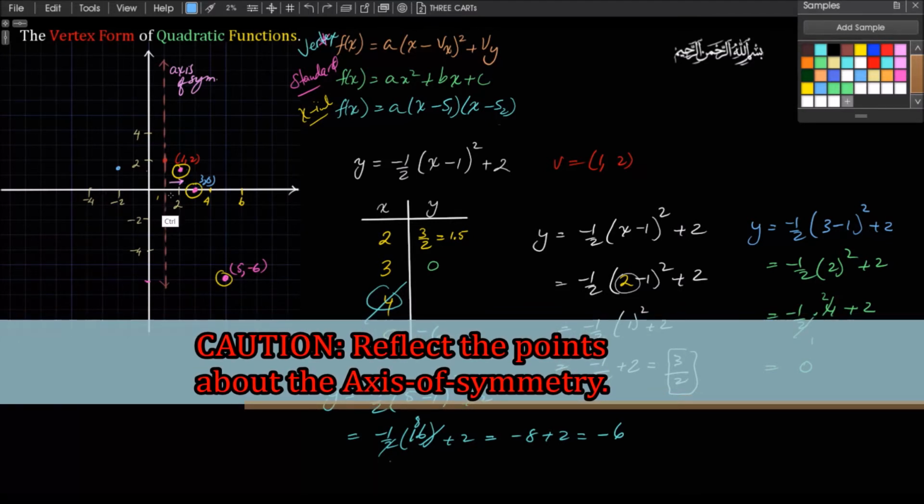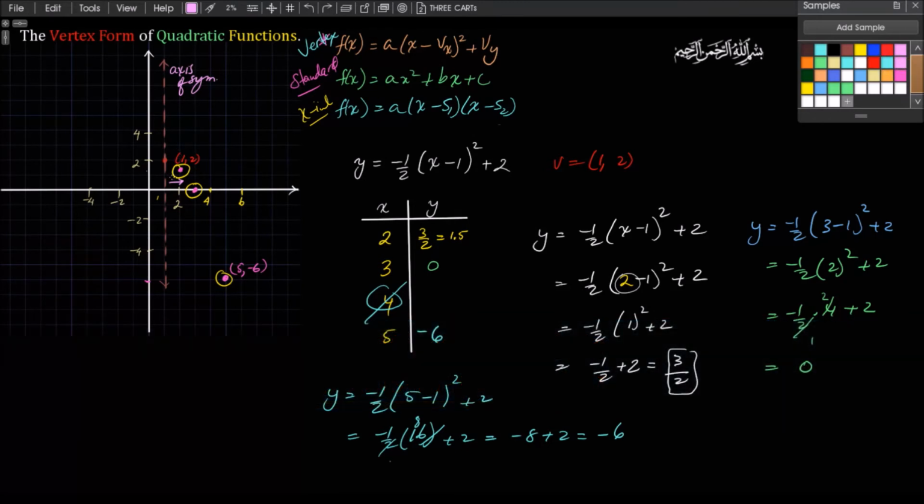Okay, so let's do it carefully. So the thing to do is to count the boxes. So this is one box removed from the axis of symmetry. So you go this way, one box removed from the axis of symmetry. So this point would be like over there. And this point over here, which is 3, 0, is 2 boxes removed from the axis of symmetry. So it's going to be 2 boxes removed this way over here from the axis of symmetry. So this point will reflect right over there at negative 1 and 0.